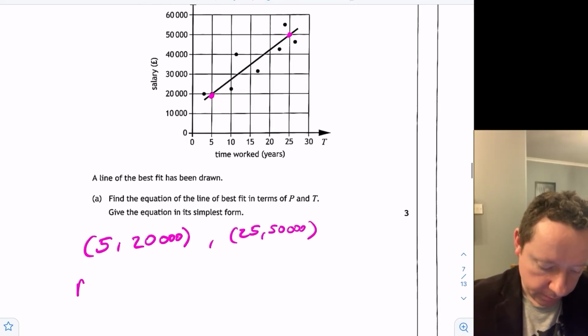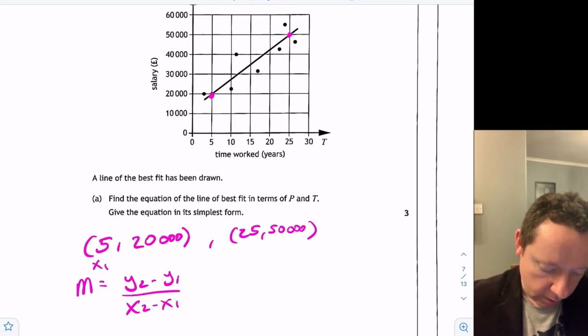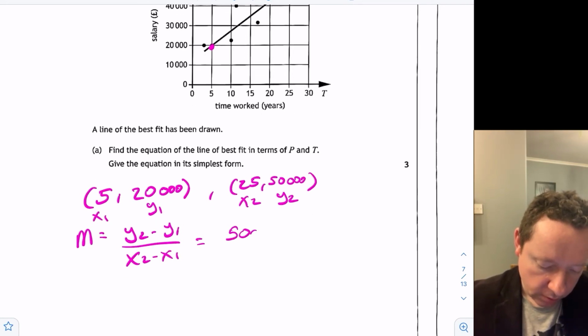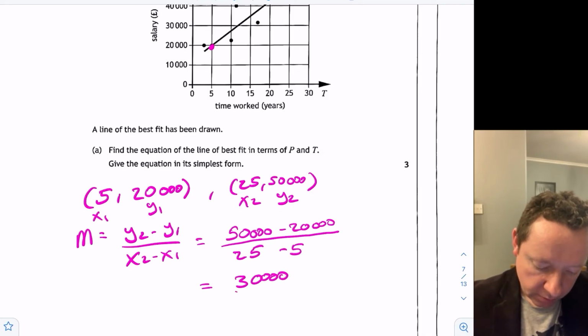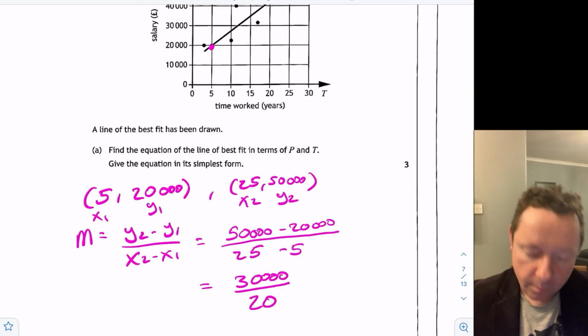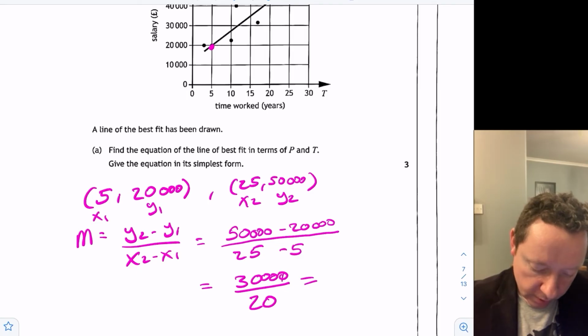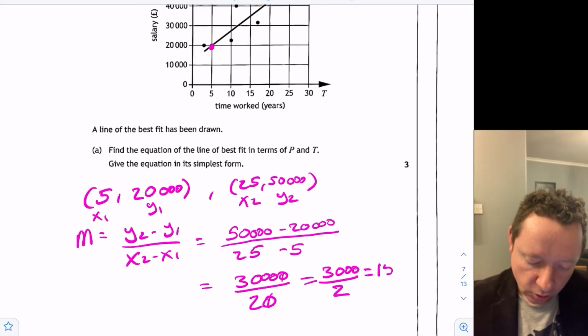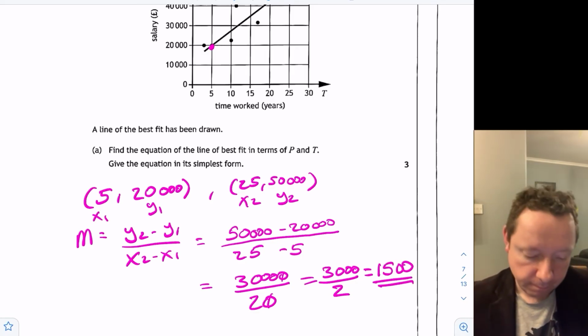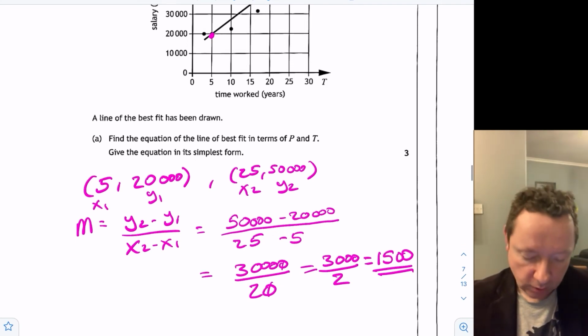So starting off with our gradient, y2 minus y1 over x2 minus x1, that's x1, y1, that's x2, y2. So that gives me 50,000 minus 20,000 divided by 25 minus 5. So that's 30,000 on the top divided by 20 on the bottom. Quite a big number to deal with, but we can get rid of the zeros to start with. And that gives me 3,000 divided by 2, which is 1,500. So there's our gradient.